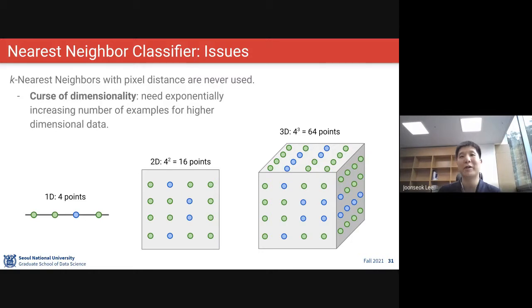And collecting large scale data sets is really challenging in image classification because, first of all, images are multimedia data, which is not small. And also we need to label them, right? Labeling an image is a time-consuming task. So because of this curse of dimensionality, the nearest neighbor classifier is actually never used for commercial image classifiers.